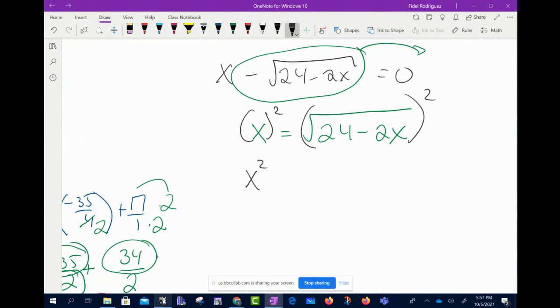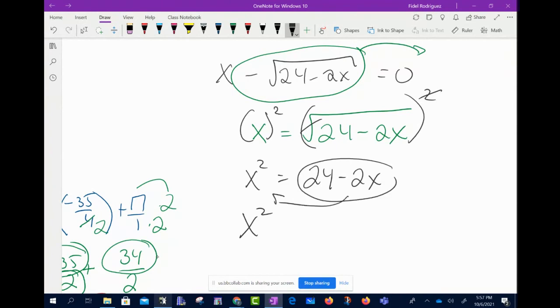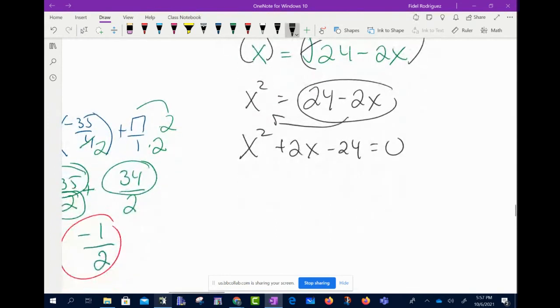So this is going to give me x squared. Remember, the square and the square root cancel. 24 minus 2x. Because this problem has an x squared, I want to bring these folks back to that side. That's a plus 2x and a minus 24. And then now we can factor this because that's a 1. So 1 times negative 24 is still a negative 24. So when I make my list, this is what it's going to look like.